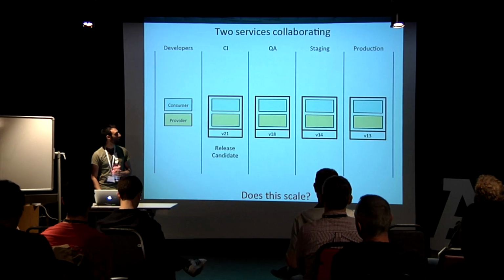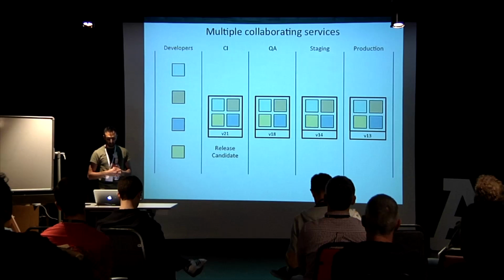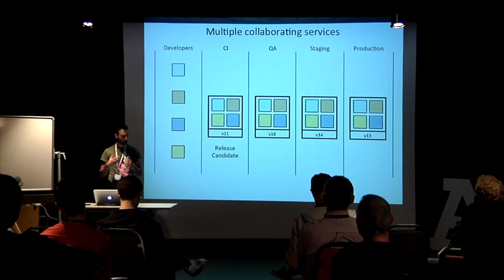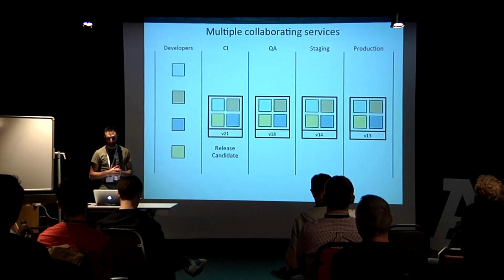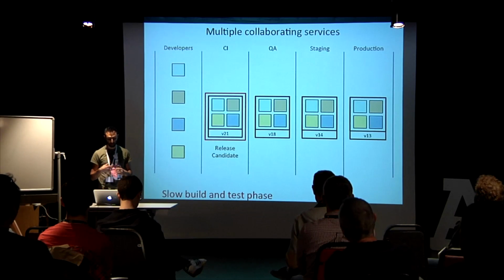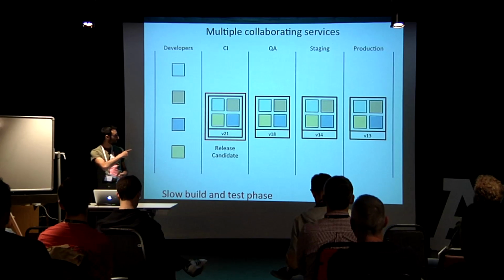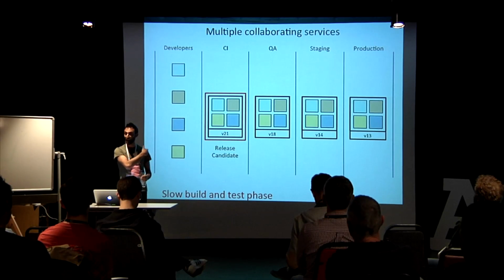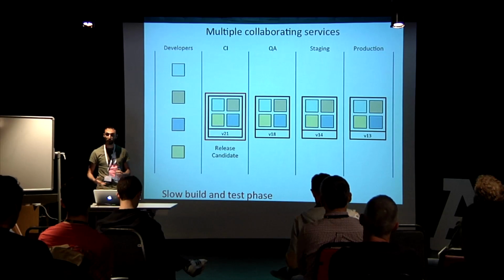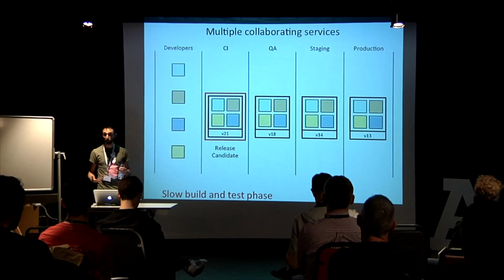So let's look at what happens if we start to increase the number of services that are collaborating with each other. In this case, we've got 4 services, and again, we're cutting a release candidate in our continuous integration environment. But the problem that starts to emerge as we increase the number of services is we get a slow build and test phase. So this step is only going to be as fast as essentially the slowest activity that happens in that phase. We've got to compile different components, we've got to test them together, there may be some orchestration involved, and as you add more services, that's going to slow down.